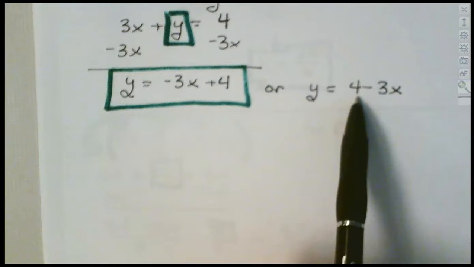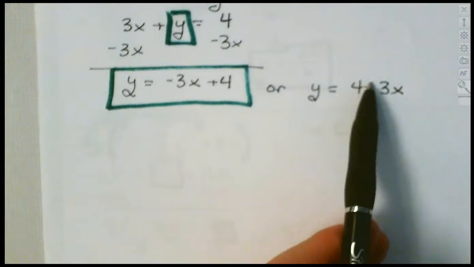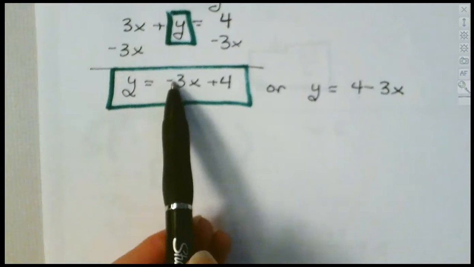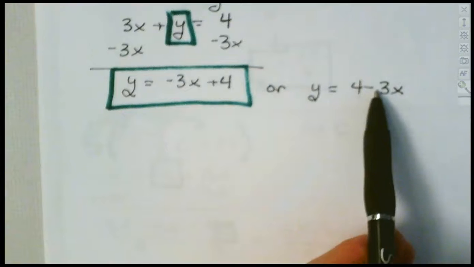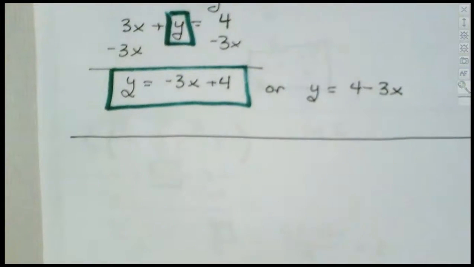Order does not matter because it's commutative. Just make sure that that negative sign still goes with the 3. So that's the important part. If you switch the order around, make sure that that negative goes with the 3x there.